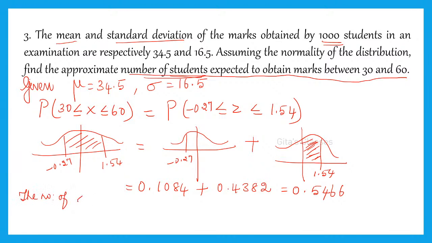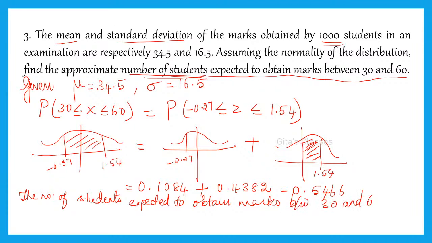The number of students expected to obtain, whatever is given in the question, you write that. Obtain marks between 30 and 60 is 1000 into 0.5466. That means 546.6, that is 547 approximate. Because number of students cannot be in decimal, so please round it off.